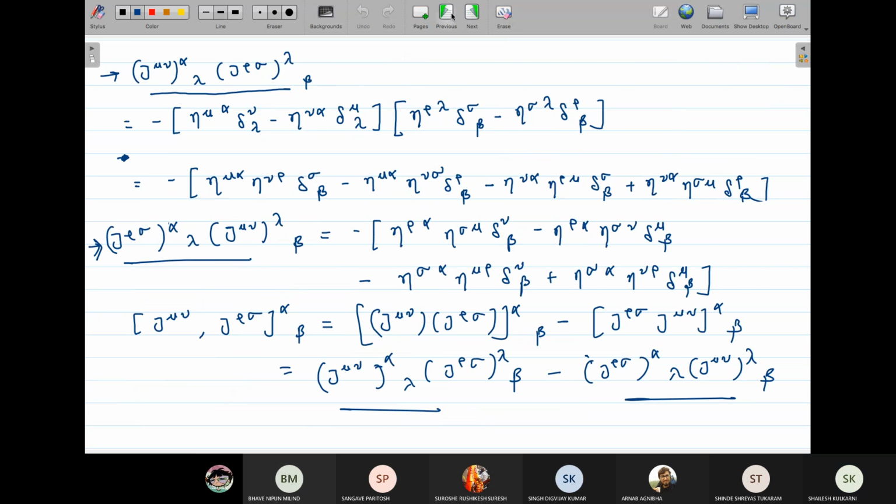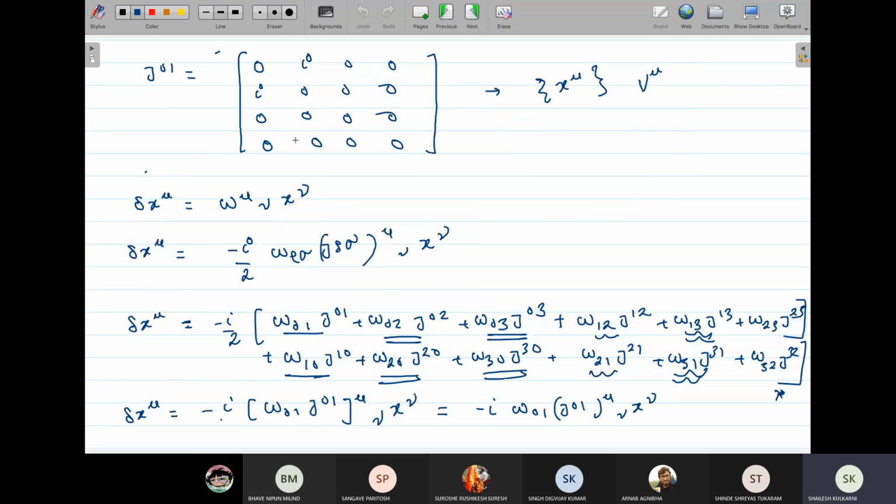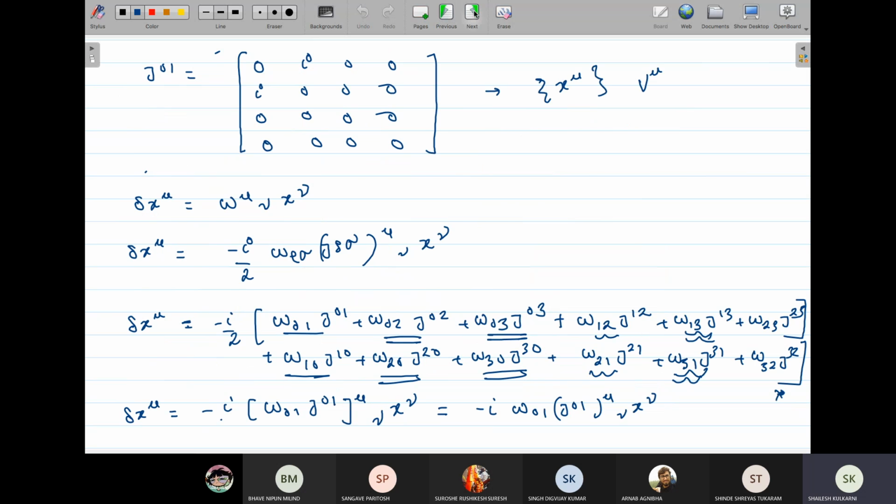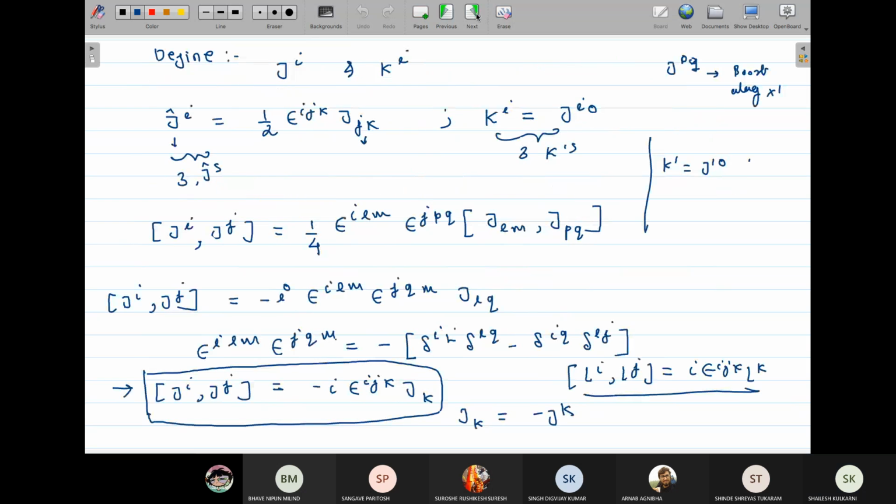Clear? What is J10? If you go back, J01 is this matrix which generates the boost. I showed that delta x mu, if you set all these parameters except 0, 1 to be 0, then you will get this, right? This represents boost in x1 direction. This is the role of J01, but K i is defined as J i0. So it will be a negative of the boost. So it will be inverse boost, but it will be a boost.